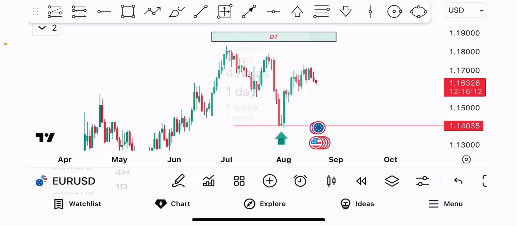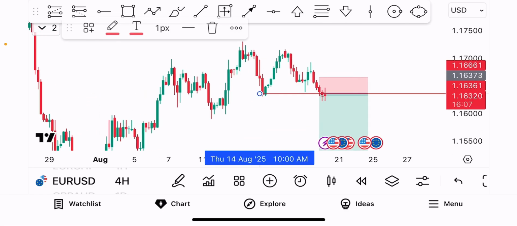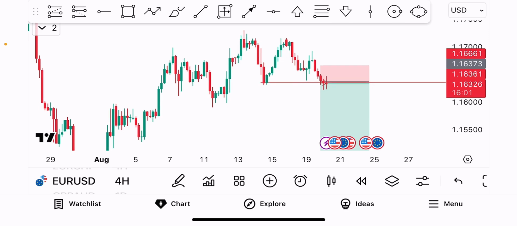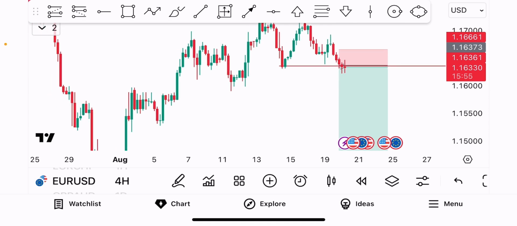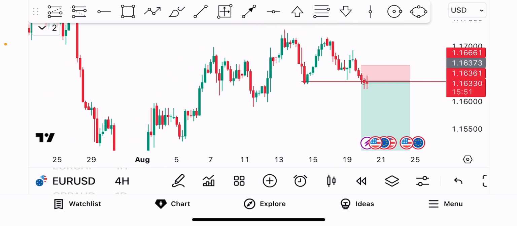So I will use the H4 time frame. Here from the H4 time frame, I've already seen how price is breaking through the level of 1.16326. So the current price is already dropping. We can see that the current price is already dropping below this previous support here. So it is a good time to sell.